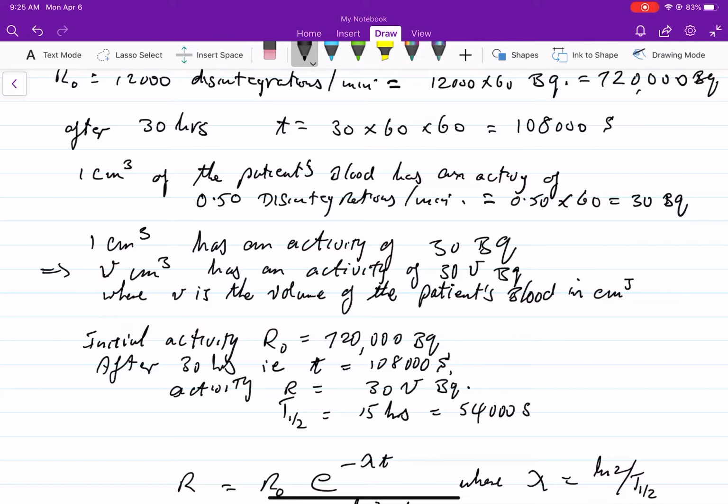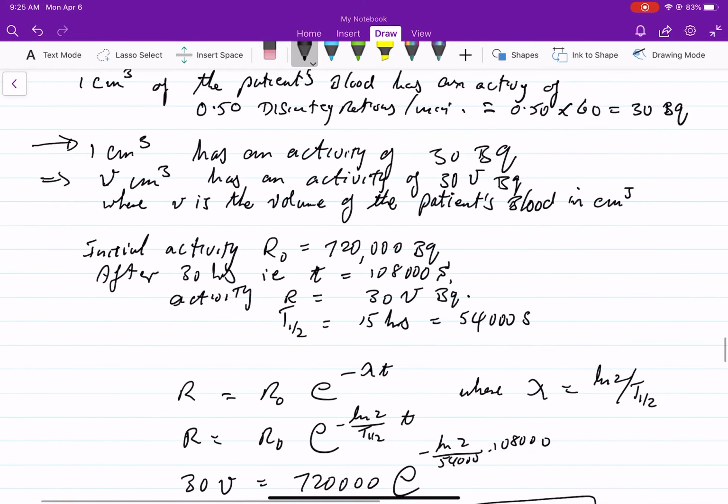And then here's the logic. 1 centimeter cubed has an activity of 30 becquerels. Therefore, if V is the volume of the patient's blood in centimeters cubed, then V centimeters cubed would have an activity of 30V becquerels. That should make sense. If 1 centimeter cubed gives you 30 becquerels, then V centimeters cubed will give you 30V becquerels. So I've summarized the information here now.